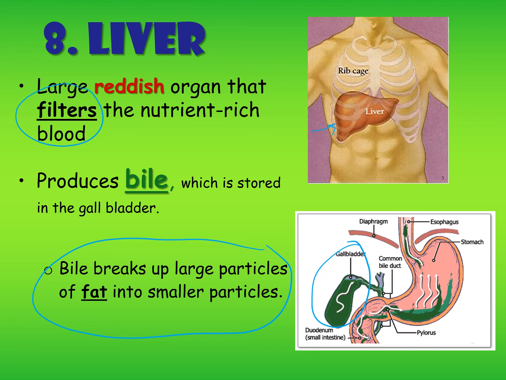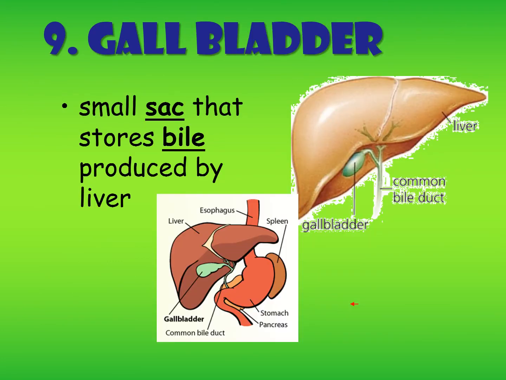So again, bile stored in the gallbladder, and the gallbladder kind of looks like a little pea-shaped organ that is up underneath the liver. In this picture, you can't see it. It would sit sort of behind the liver in this picture. There we can see a better picture of it. So the gallbladder is that small sac that stores bile.